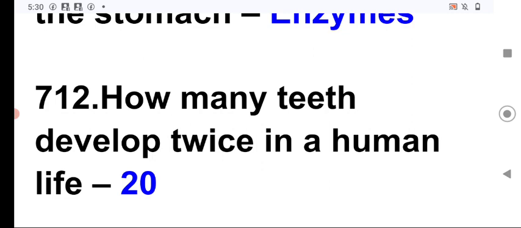Next question. How many teeth develop twice in a human life? These are 20 teeth which develop twice in a human life.